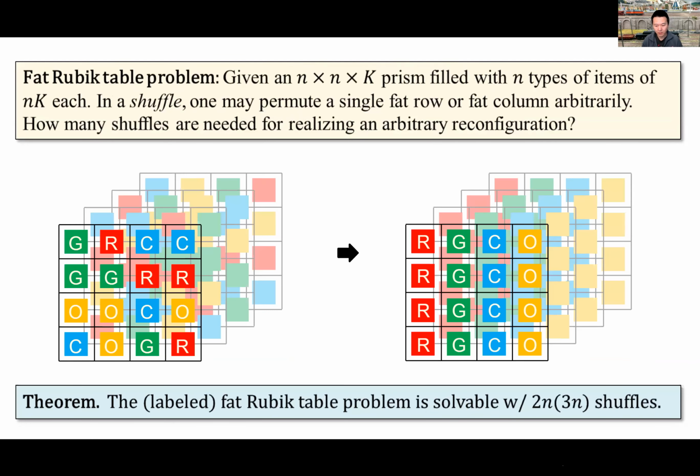The Rubik table problem has many generalizations. One of these here is the fat Rubik table problem, where we add one more dimension to the table in the back. So now each shuffle will not only work on a column or a row, but all the columns and rows behind that column or row. With this update to the problem, we actually have the same 2n, 3n shuffle results.